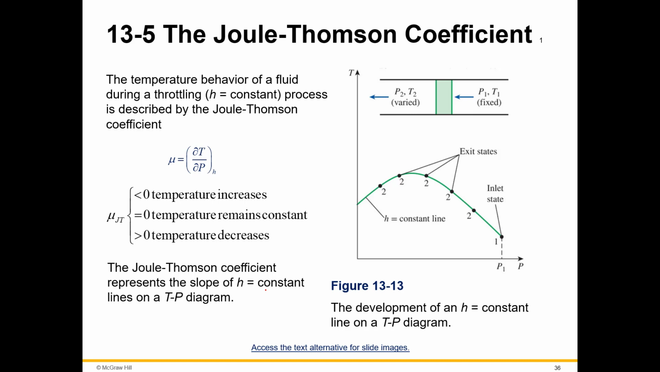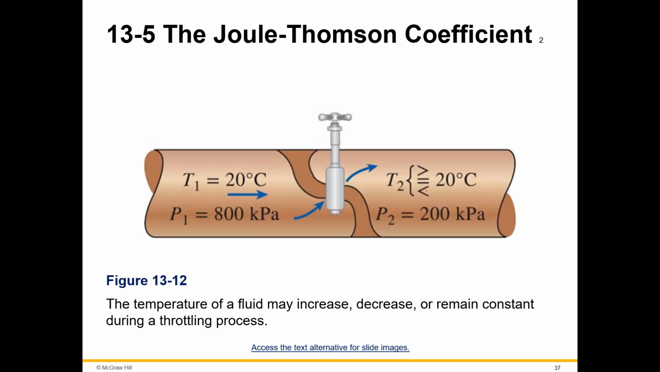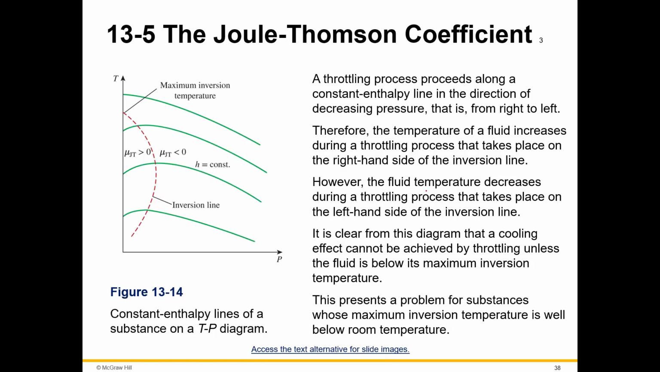And so that's just shown over here on a T-P diagram, where H is this constant line. And the Joule-Thomson coefficient represents the slope of H, which is the constant line, right? Because H is constant. And so this is just showing the constant on there. And then here, the temperature of a fluid may increase, decrease, or remain constant during a throttling process. It depends on quite a lot, the pressure, things like that.